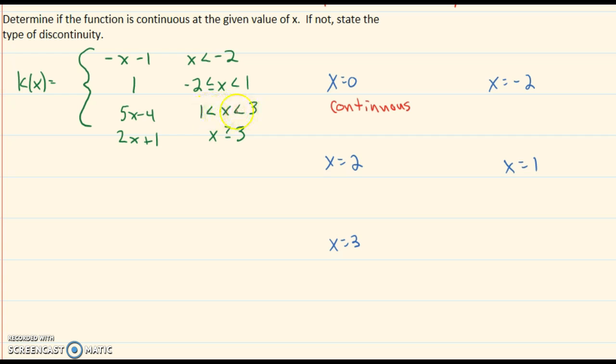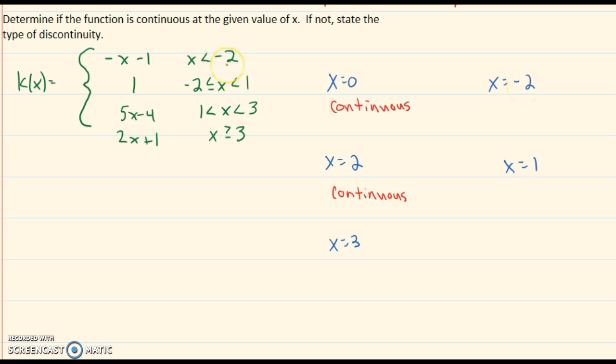And same thing with 2. 2 fits directly in between 1 and 3. No reason to believe that we're going to have any holes or anything in a linear piece, so that's continuous. So now we're looking at all those other regions where we've got potential breaks and changing over from one function to the other. So at -2, let's say.